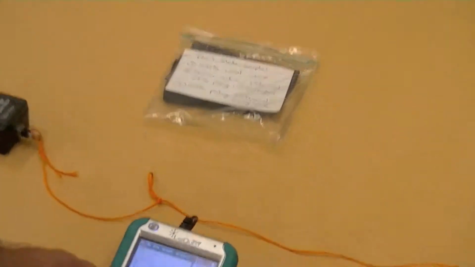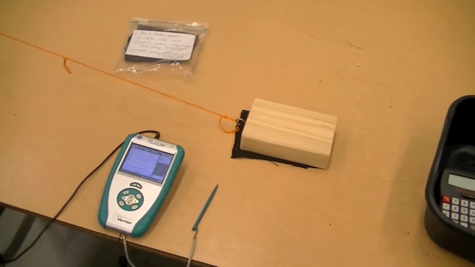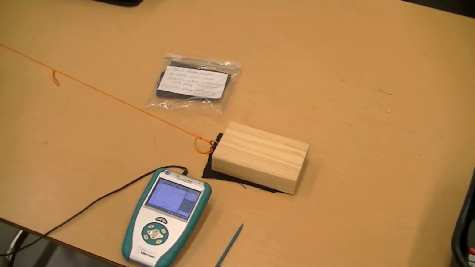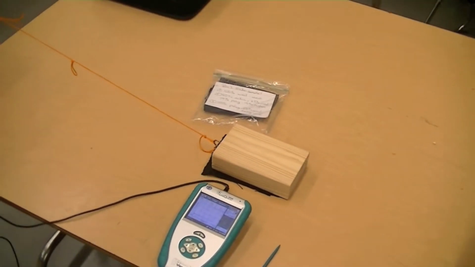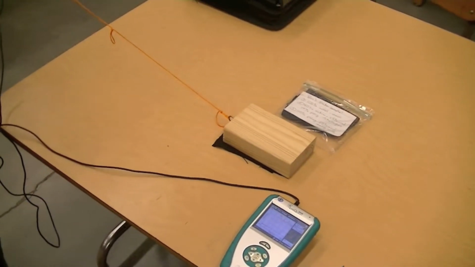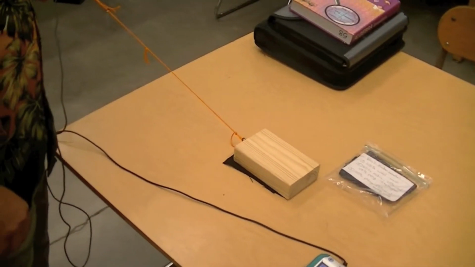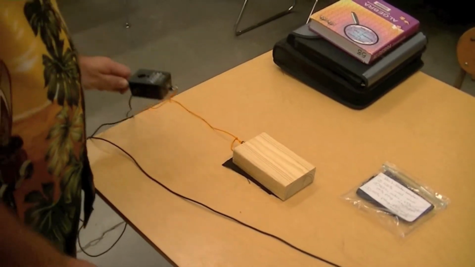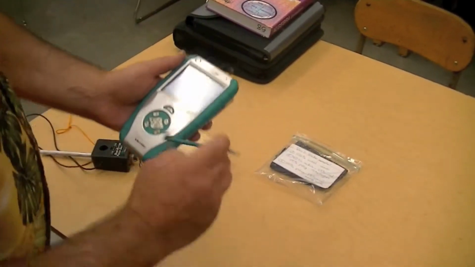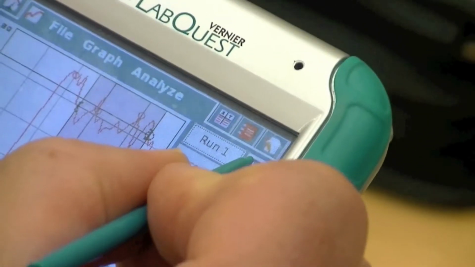So I'm going to start, constant velocity. I'm going to let this go the full 15 seconds. I'm going to highlight, Analyze, Statistics, Force, and write down my mean. Then I'm going to store it right here.